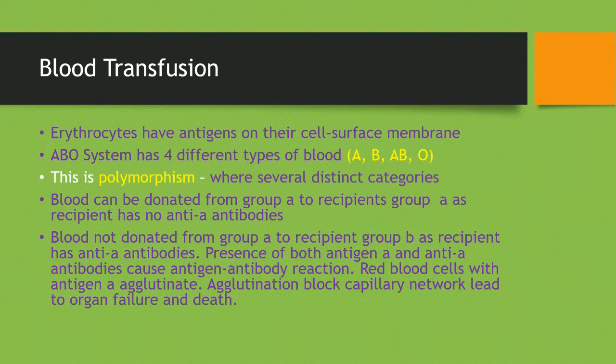So blood can be donated from Group A to a recipient Group A, as the recipient has no anti-A antibodies. If you're blood type A, you will have antigen A, but no anti-A antibodies, as these would obviously agglutinate your blood. So blood cannot be donated from Group A to Group B, as the Group B recipient will have anti-A antibodies, and the presence of both antigen A and anti-A antibodies will cause an antigen-antibody reaction. The red blood cells with antigen A will agglutinate, so basically clump together, and this agglutination will block the capillary network, leading to organ failure and death.